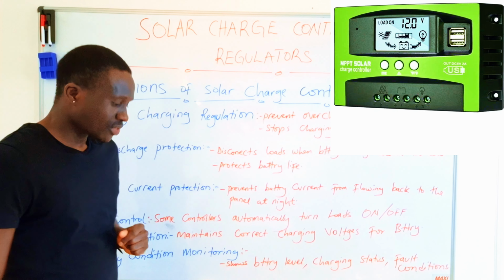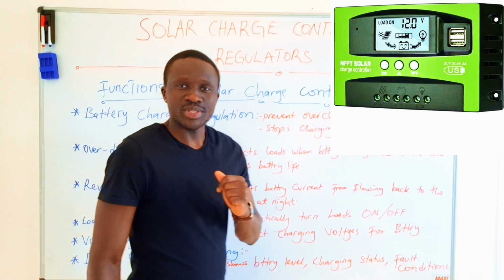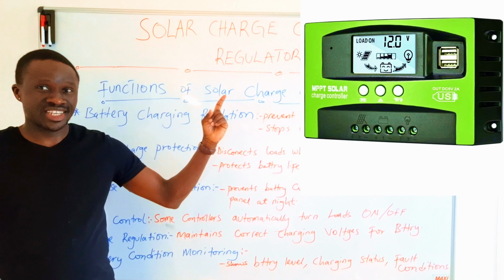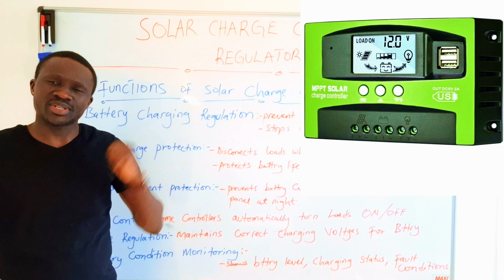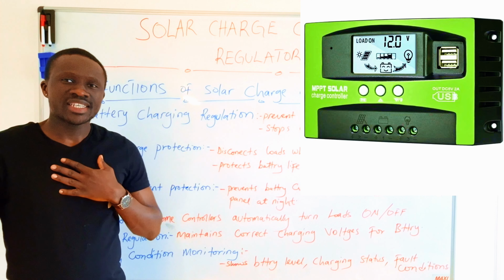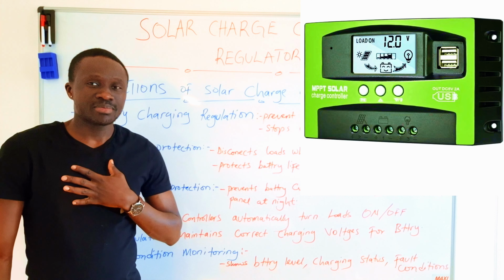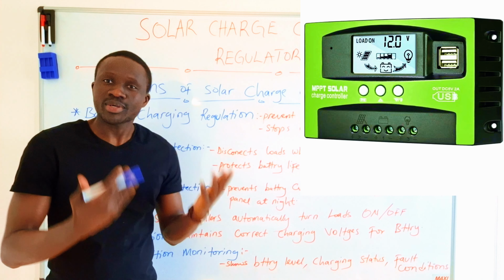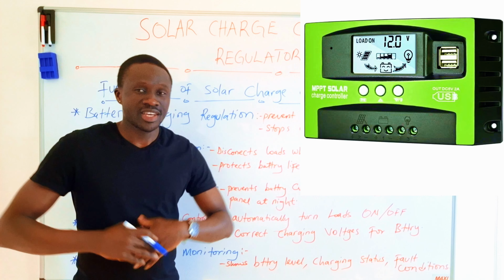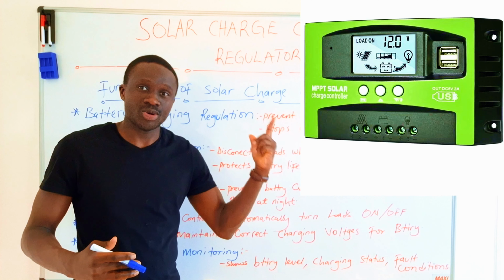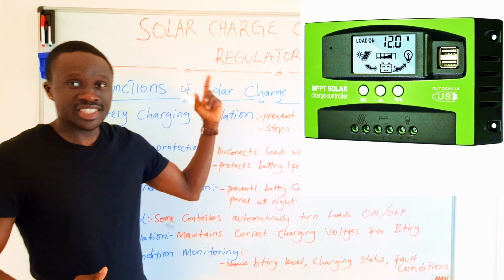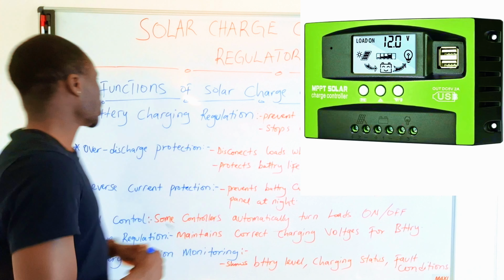Today we are going to dig into what the functions of these regulators are. As you see there, what is the function of this regulator? What can we use this regulator for? How can this regulator help our system to be in good condition? Let us see the functions of this electronic device called a solar charge controller or solar charge regulator.